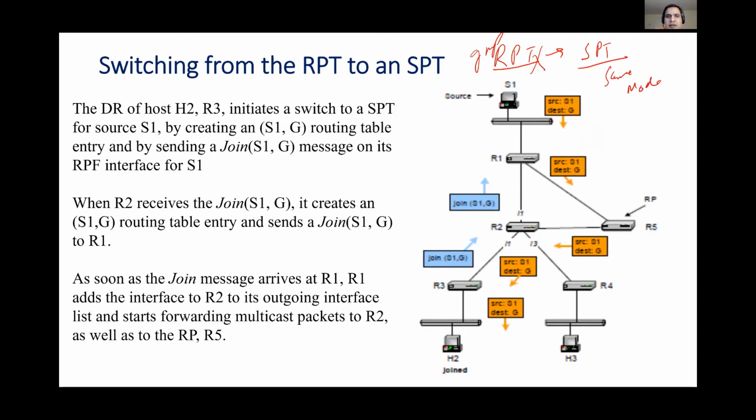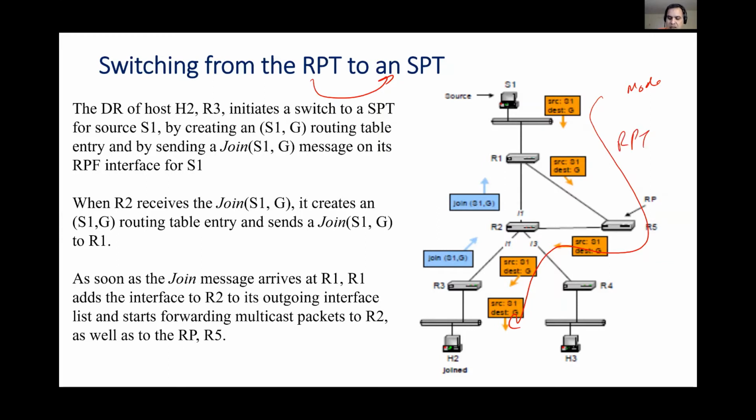Now I would explain how that shift happens. So that's what I'm saying: I'm switching from RPT to SPT. As per previously, we just went through that process, and now I'm getting all that. So happily, H2 is getting through RPT. Now I want to finish RPT, and I want to go to the source path or shortest path tree, SPT. How I finish this and go from RPT to SPT, that's what I'm going to discuss now.